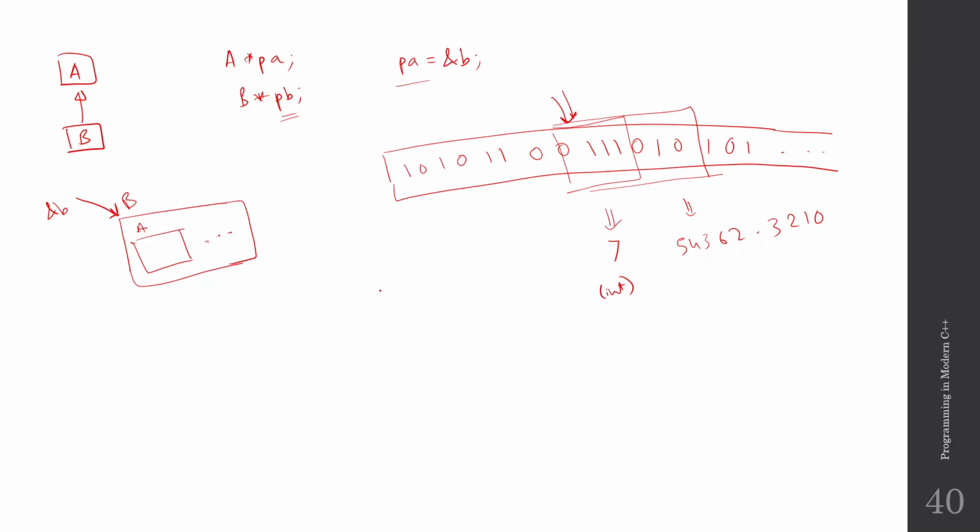Means PA is containing the address of a B class object, which is of A type. PA is of A type and containing the address of B type. So I explained over here that the underlying addresses are all of the same size, and they can point to it.